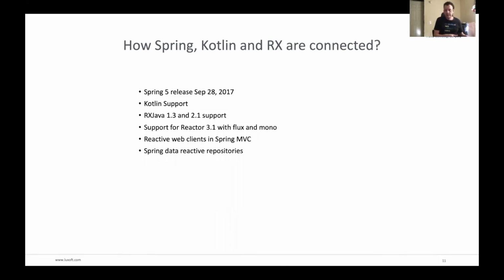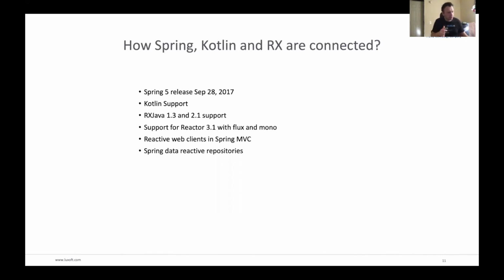This year, version 5 of Spring was released, and it was a major release because there were a lot of changes. The two most important changes were Kotlin support as an alternative language to Java, and also all the support for Reactor 3.1.